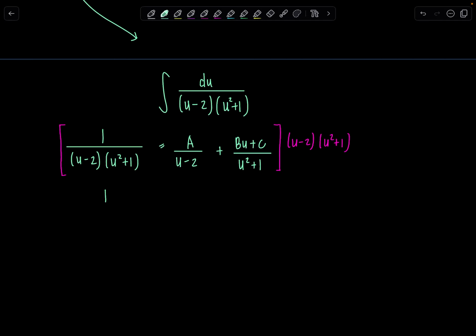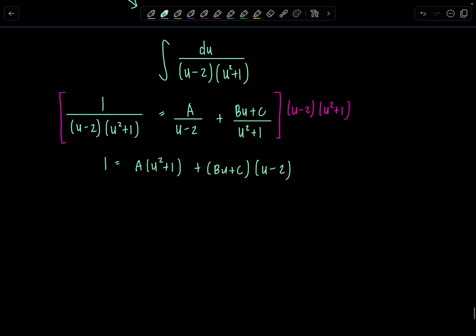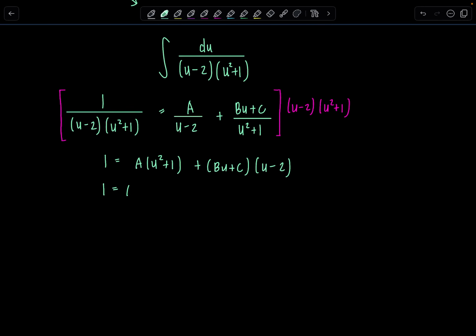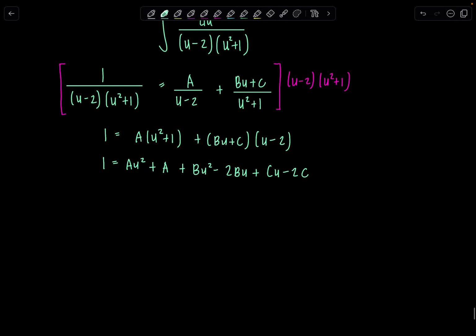So on the left-hand side, just 1 equals a times (u squared plus 1) plus (bu plus c) times (u minus 2). And then I'm just going to keep distributing and solve for the constants by setting the coefficients of like terms equal to each other. So au squared plus a plus bu squared minus 2bu plus cu minus 2c. Okay, so u squared, I don't see any u squareds on the left, so 0 has to equal a plus b.